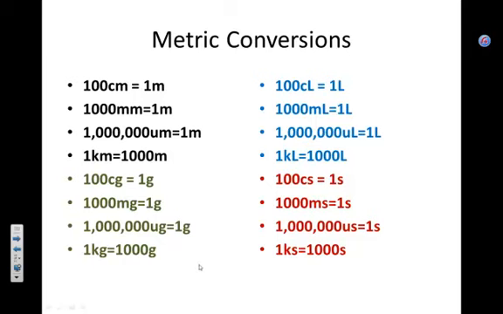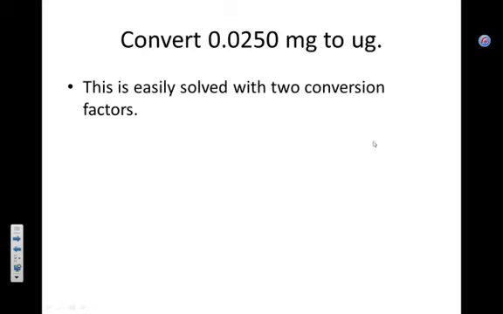So we're going to try a little more complex metric conversion here. We're going to convert from 0.0250 milligrams to micrograms. Because we have two metric prefixes in this problem, we're going to do two conversions. We're going to convert to what's called our base unit, in this case grams, so from milligrams to grams first, then grams to micrograms next. Here we go. We're going to leave space for two conversions, but we're going to start first, again, by writing down our given value, 0.0250 milligrams.